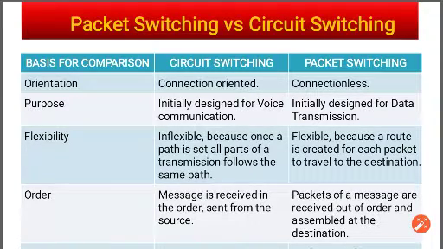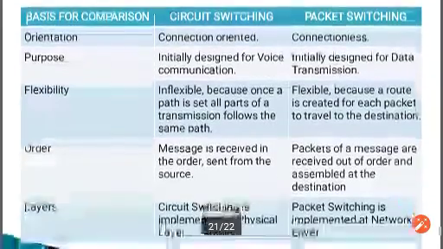First, circuit switching is connection oriented, whereas packet switching is connectionless. Very important, circuit switching was first designed for voice communication, whereas packet switching is designed for data transmission. Then flexibility. Circuit switching is not that flexible because once a path is set, all parts of a transmission follow the same path. But packet switching is very flexible because a route is created for each packet to travel to the destination.